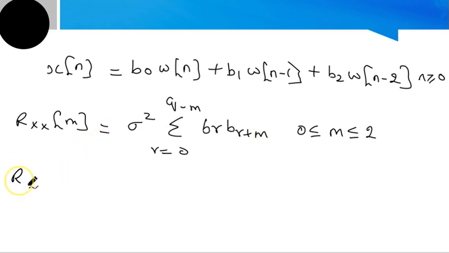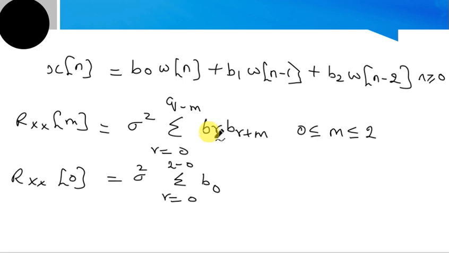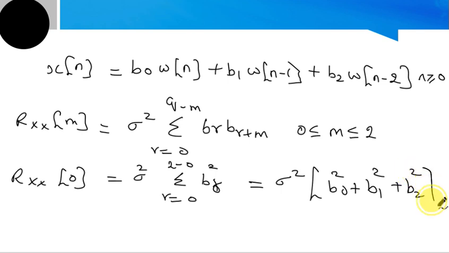So my Rxx of 0 in this case, m will be 0. I will have sigma squared summation r equal to 0 to 2 minus 0. So here I have m as 0, so I will have br into br plus 0, which would be simply br squared. This gives me sigma squared into b naught squared plus b1 squared plus b2 squared. So this is Rxx of 0.